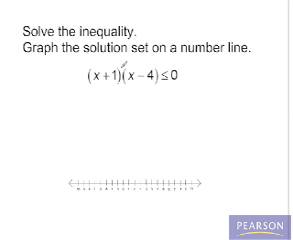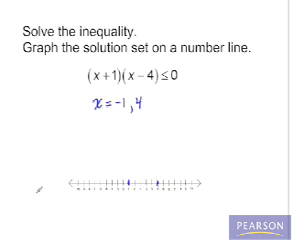Now we do not have a fraction in this situation, so we simply got to worry about what values of x would cause this product to equal 0. So our critical values are x equals -1 and also positive 4. And we take those critical values and we locate them on the number line. So at -1 we have a critical value, and also at positive 4 we have a critical value.